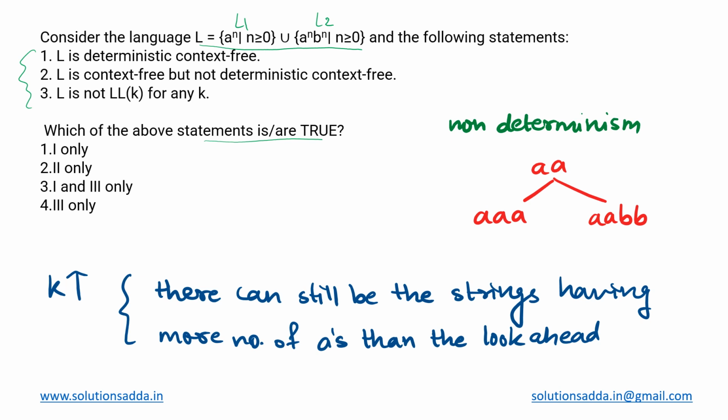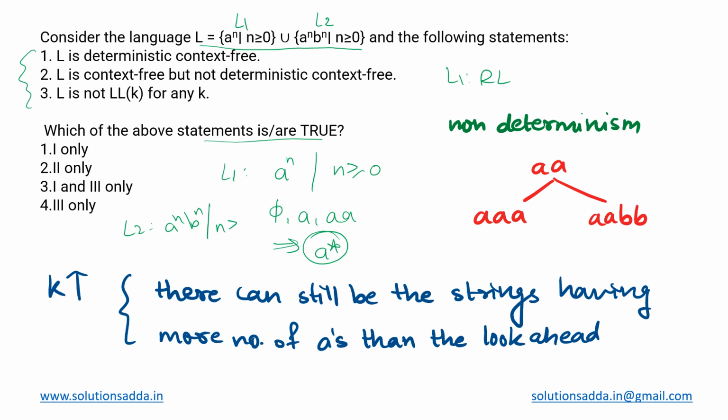For that we need to check out these L1 and L2 because we are having a union of two languages. So first looking at L1, which is simply a raised to n for all values of n greater than or equal to 0. As we can see, this is simply a regular language because it will contain all the strings starting from null string to any number of a's. So this can simply be represented using a regular expression, that is a star, which means this L1 is a regular language. And then looking at L2, which is a raised to n, b raised to n for n greater than or equal to 0.